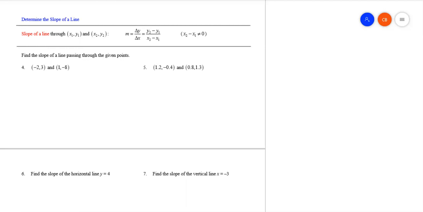Hello everybody, welcome to part 2 of these 2.4 notes about linear equations. We're going to be talking about the slope of a line, which I have no doubt whatsoever is a review topic, but it really should be second nature at some point to be able to do this.